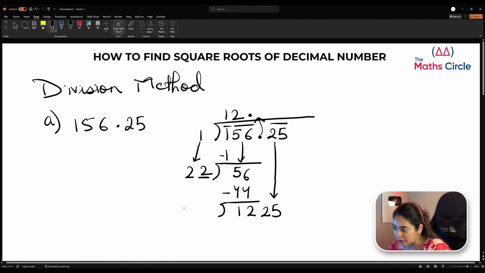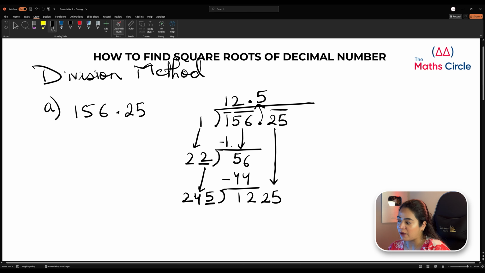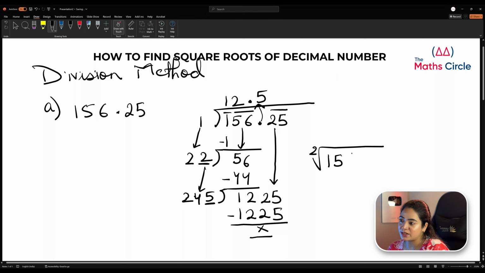Let's say 2 is already doubled, so 2 will not be touched. This 2 will be doubled, this will become 4, and we have to take another number whose square will be multiplied. Let's say the only number I can think of right now is 5. So multiplying 245 by 5, we get 1225. Subtracting it, I get nothing. And so the square root of 156.25 will become simply 12.5.